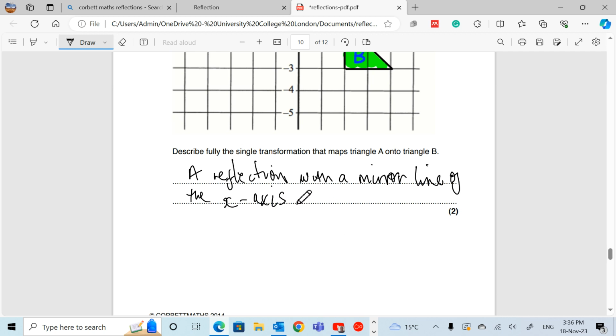And that's it for 2 marks. There's no need to go on and waste time and write extensively on this. Apologies for my writing. Hopefully it's clear. Reflection with a mirror line in the x-axis or of the x-axis. And that's it. That's good to go for your 2 marks. Oh, one more question I think we have time for without trying to bore you.